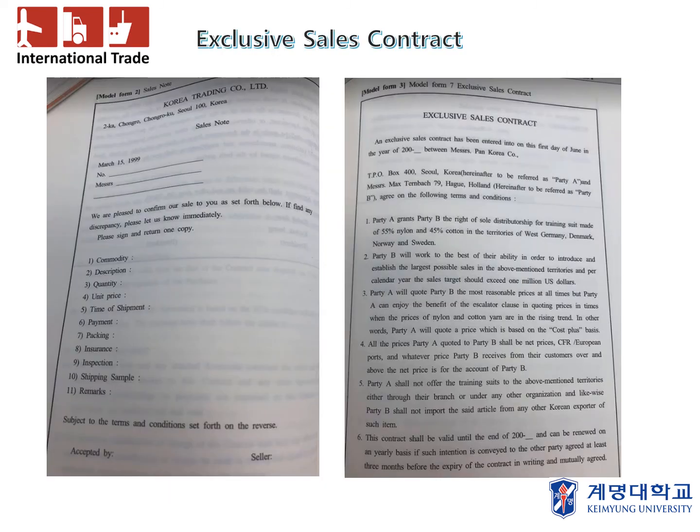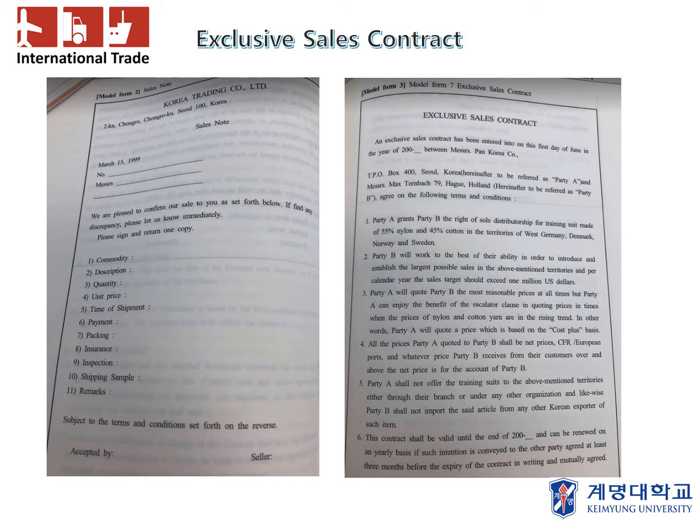So let's take a look at samples of different contracts. I have two examples here: the sales note and the exclusive sales contract. A sales note is a memorandum of the subject and terms of sale. Usually, the sales note is given by the broker to a seller or a buyer of goods, stating that certain goods were sold by the broker on account of the seller or the buyer. Sales notes are also known as bought notes and sold notes.